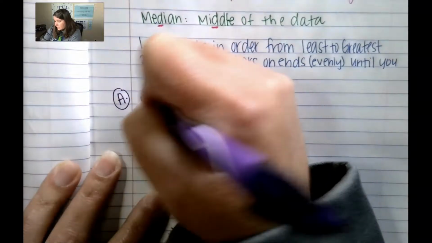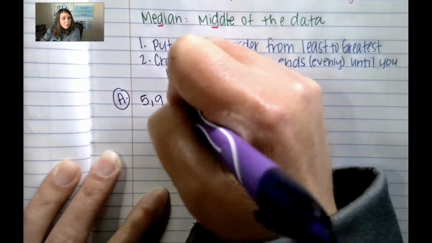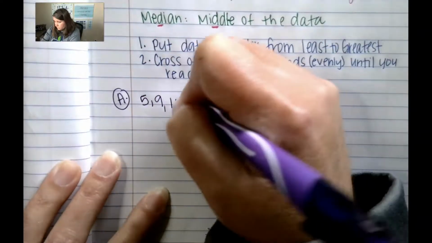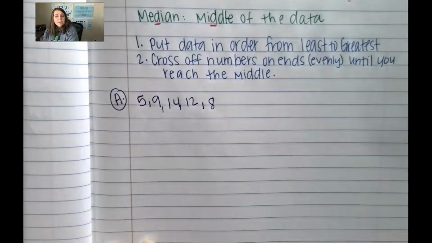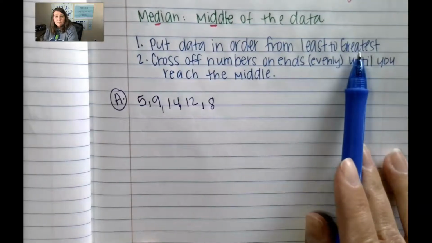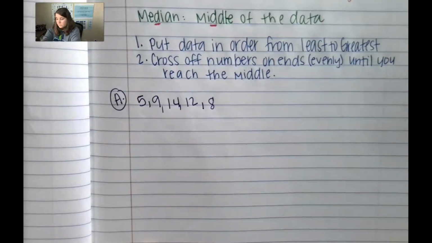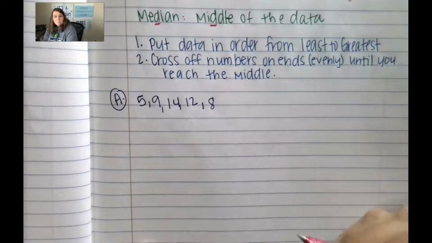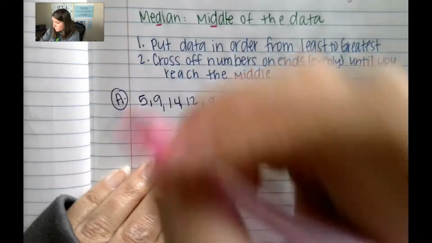We're going to have these data points: 5, 9, 14, 12, and 8. Okay, so we have 5 data pieces. Our first job was to put the data in order from least to greatest. So let's go ahead and put these in order from least to greatest and start by doing it really carefully this time so I don't make any mistakes.